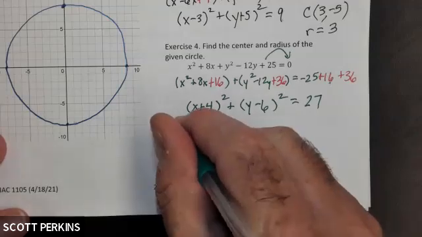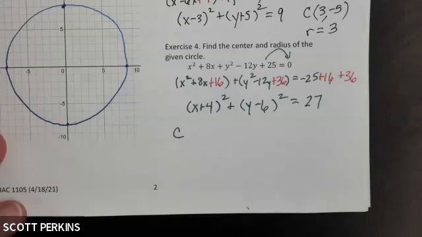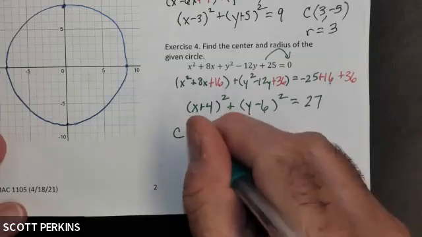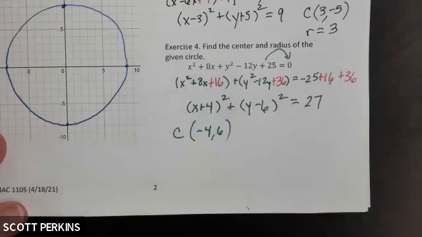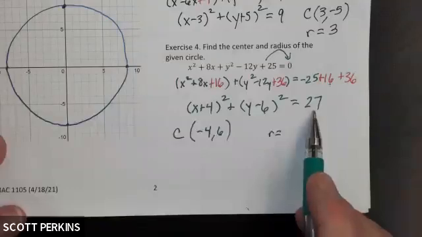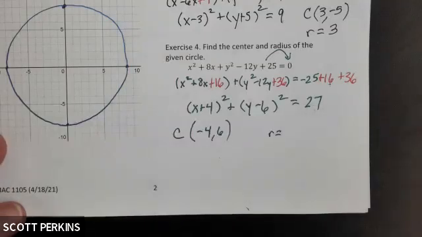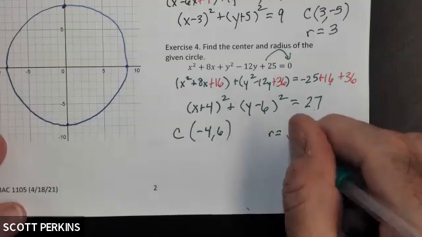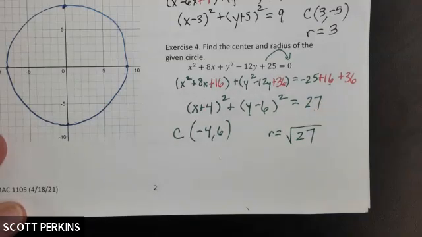The center. What's the center of that circle? That's true. Negative 4, positive 6. That's the x and the y value. The radius is going to be the square root of this. And this I kind of mentioned at the beginning. This is just a quick little review of simplifying square roots. So it's the square root of 27.